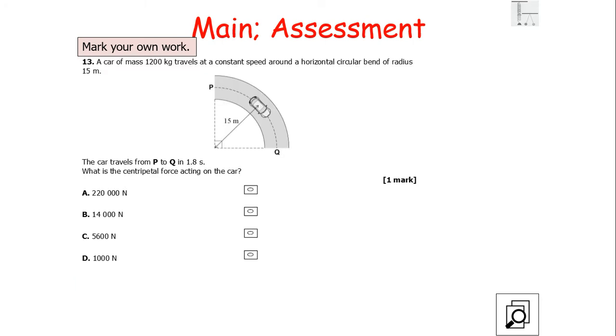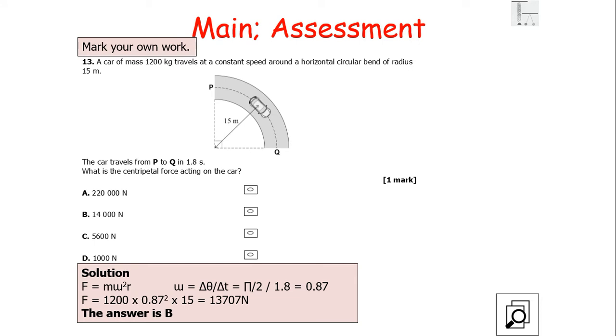Question 13. A car of mass 1,200 kilograms travels at a constant speed around a horizontal circular bend of radius 15 meters. The car travels from P to Q in 1.8 seconds. What's the centripetal force acting on the car? Right, we can work out omega, because omega is the change in angle over the change in time. We know the change in angle is 90 degrees, but we work in radians, so looking at the diagram, it's pi over 2. So you do pi over 2 divided by the time, 1.8 seconds. So our angular velocity is 0.87 radians per second.